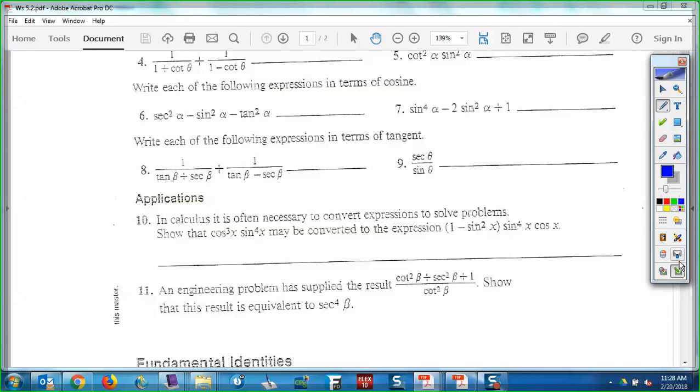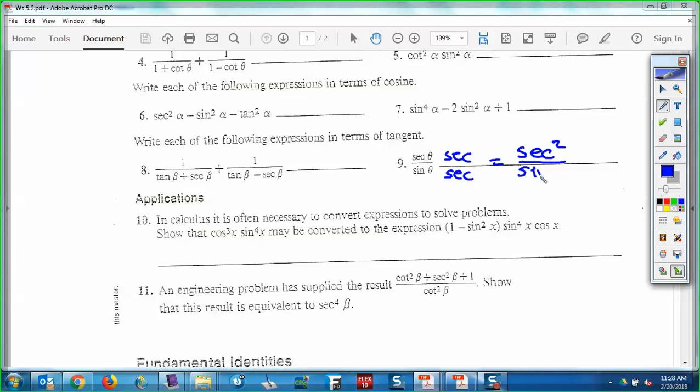Tangent squared plus 1 equals secant squared. So now I'm thinking, how can I get a secant squared? Well, I can multiply the top and bottom by secant. Again, that's just a fancy 1. So multiply the top and bottom by secant, because then that's going to give me secant squared, and then this is going to give me sine times secant. Well, what's sine times secant?